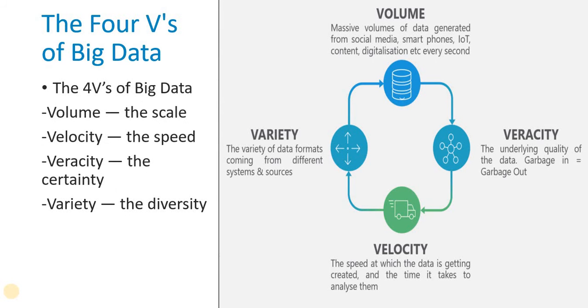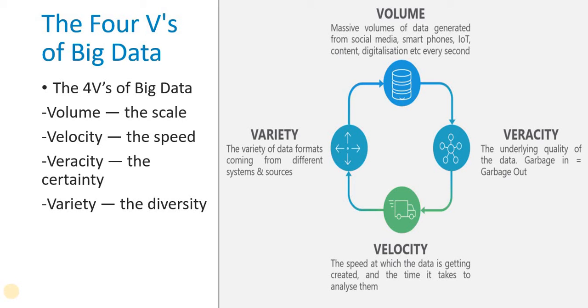Now big data has 4 different characteristics, called the 4 V's of big data: volume, velocity, veracity, and variety. Volume means the scale, the massive volumes of data generated from social media, smartphones, IoT, content, digitalization, etc. at every second. That huge amount of data that is generated is the volume.